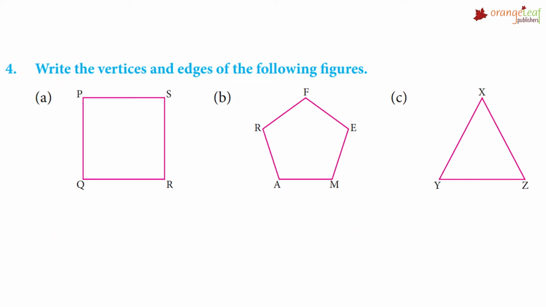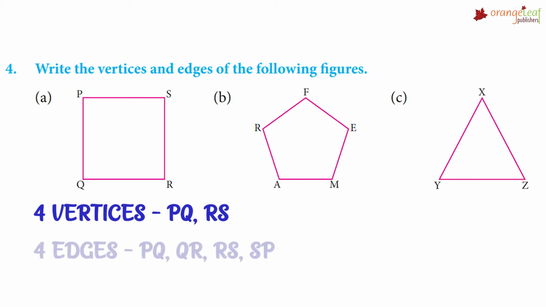We now have to write the vertices and edges of the following figures. Here we have a square. A square has 4 vertices, P, Q, R, S. The edges of the square are PQ, QR, RS and SP.